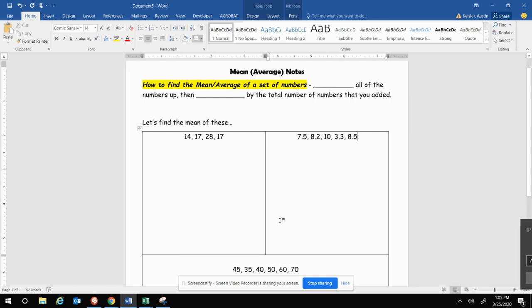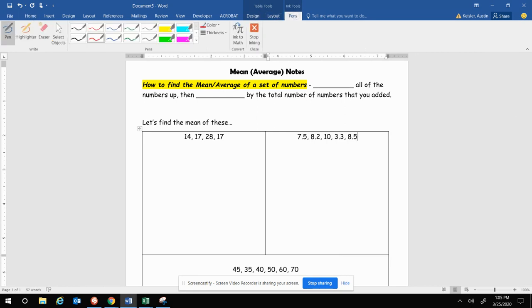All right, the last one of these that we're going to cover is called the mean, or it's also known as the average. So, how we find the mean or the average of a set of numbers is we are always going to start off by adding all the numbers up. Then we're going to divide by the total number of numbers that we added together.